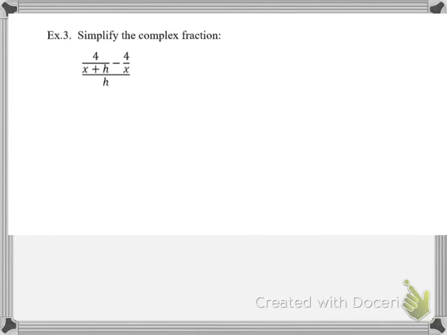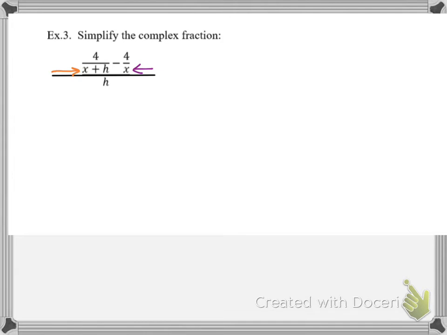Let's look at one more example of how to simplify a complex fraction. So let's darken in our main fraction bar so we can see the separation between our numerator and our denominator. In the numerator, we have 4 over x plus h. The denominator is x plus h minus 4 over x. So we have another denominator of x.